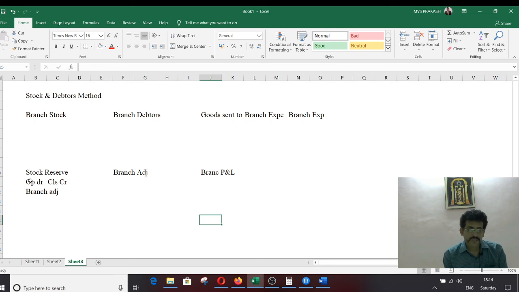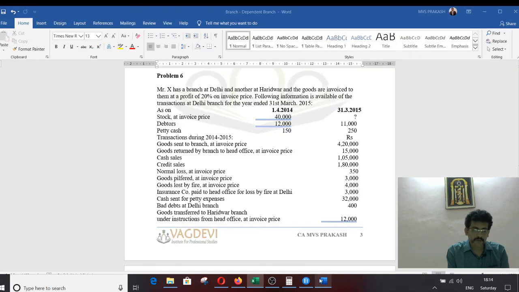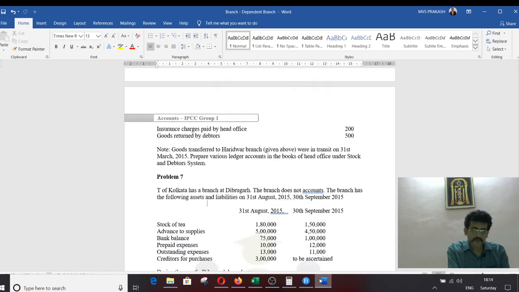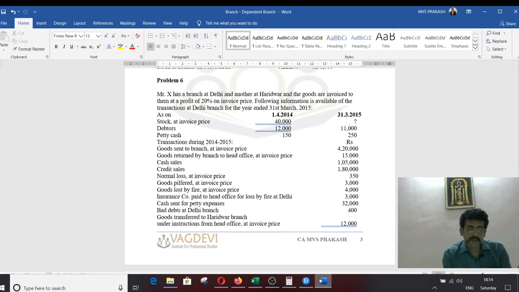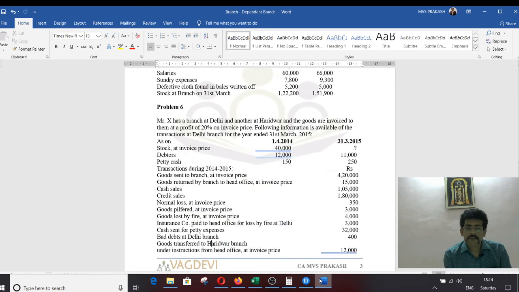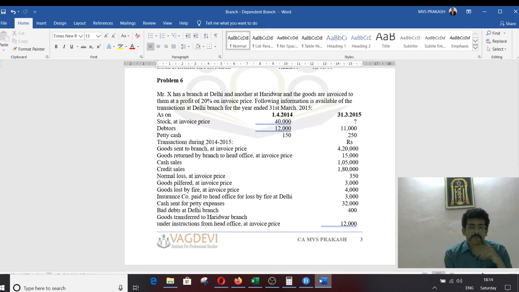Clear? So if the concept is clear, we'll start working with the problem. Problem number 6. Actually, we are supposed to do problem number 5. But first we'll try to understand problem number 6, because problem number 6 has huge adjustments. Once you understand problem number 6, problem number 5 will become quite simple. So let us discuss problem number 6, then we'll come back to problem number 5. Clear?